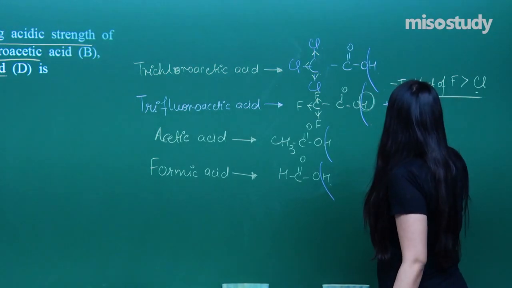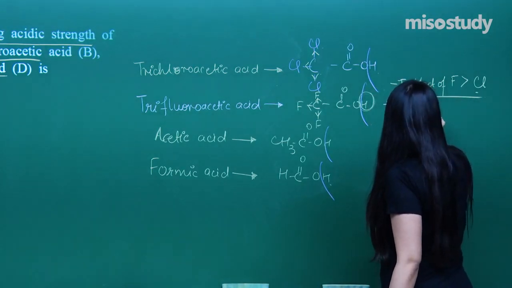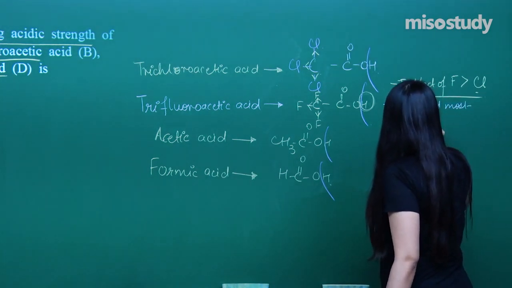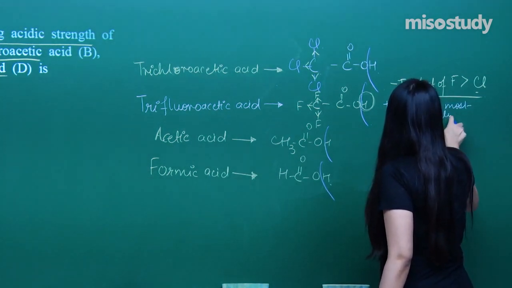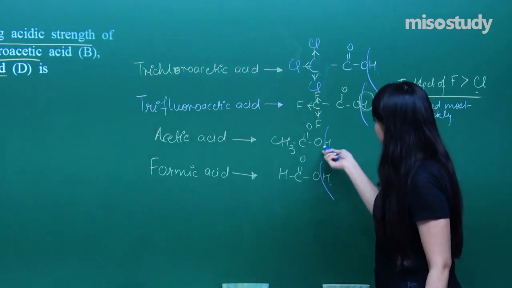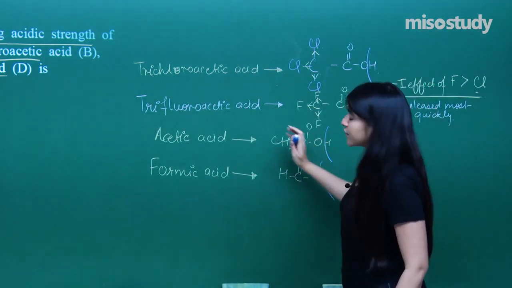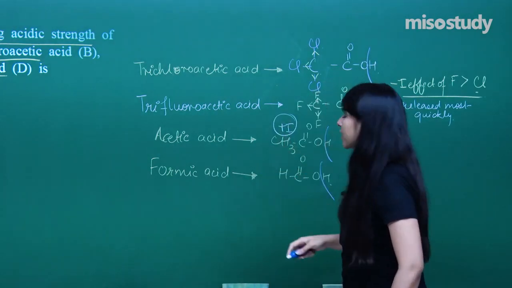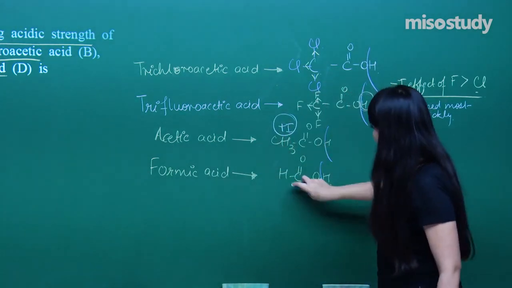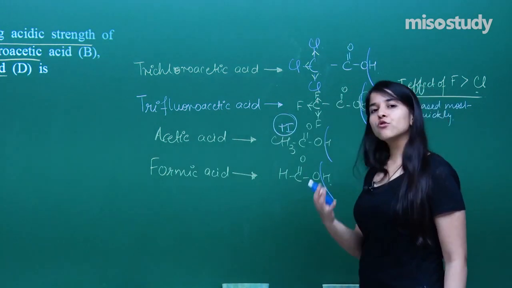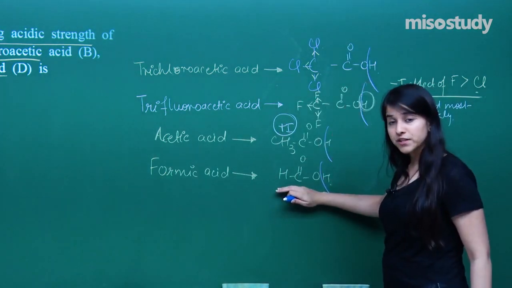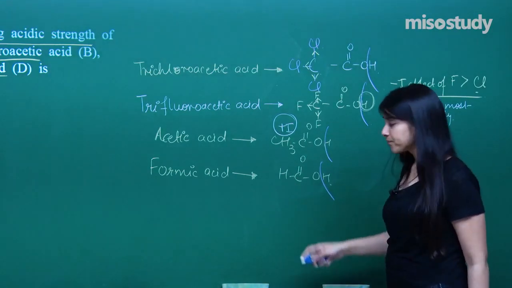So H plus released most quickly over here in this case as compared to the chlorine. And over here, instead of having withdrawing groups, there is a plus I effect showing group, that means a donating group instead. And over here, if you see, there is no donating nor withdrawing group present over here. That means what?